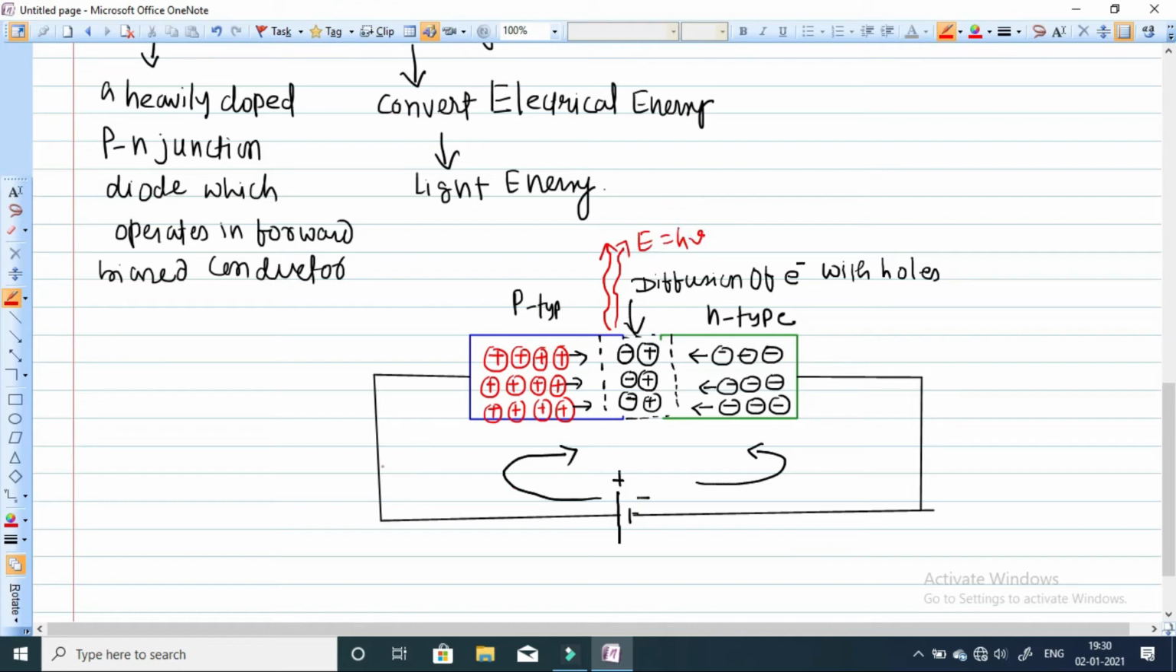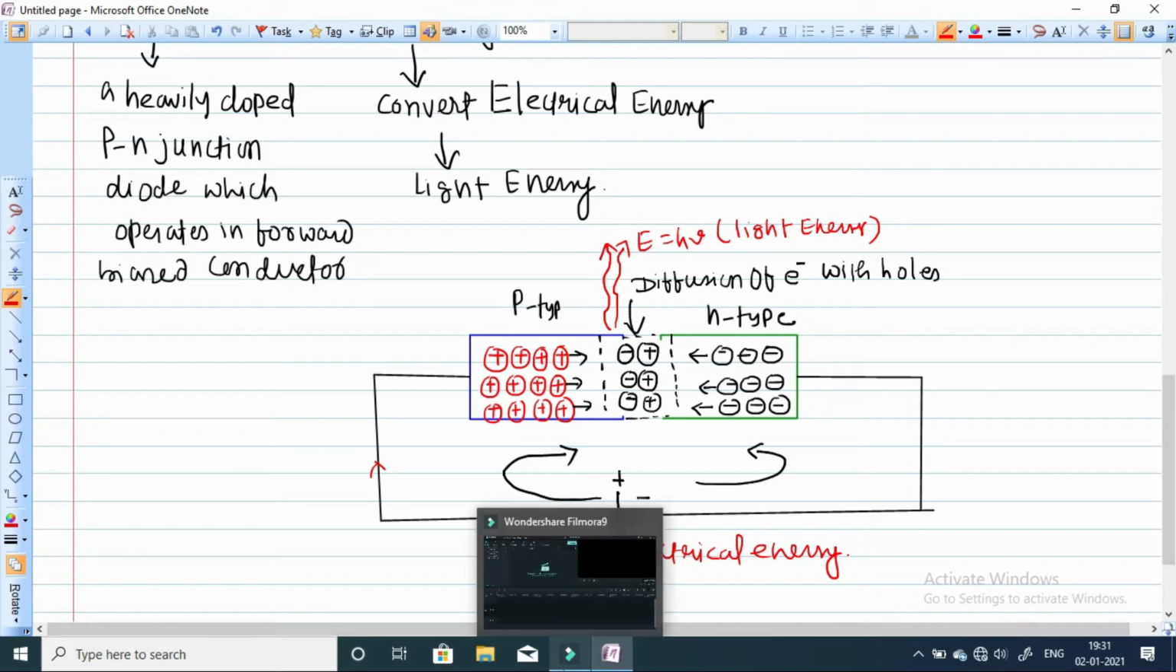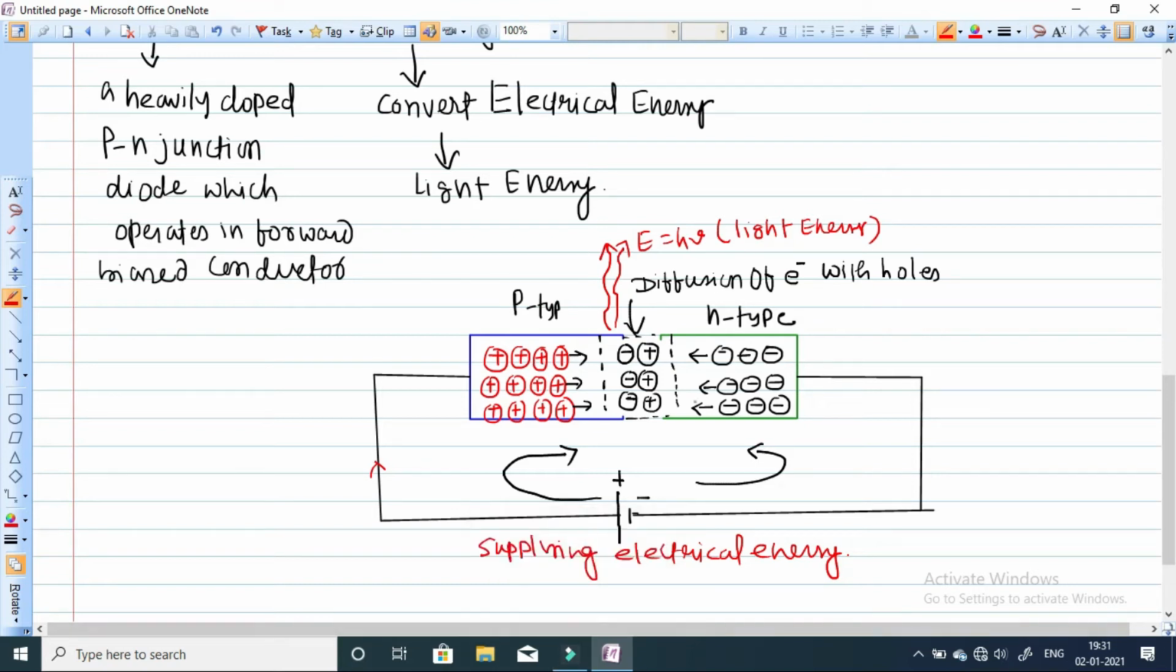Here we are supplying electrical energy, and what we are getting is light energy. E equal to h nu, the radiation you get, is light energy. Thus we have seen how this LED, light emitting diode, works.